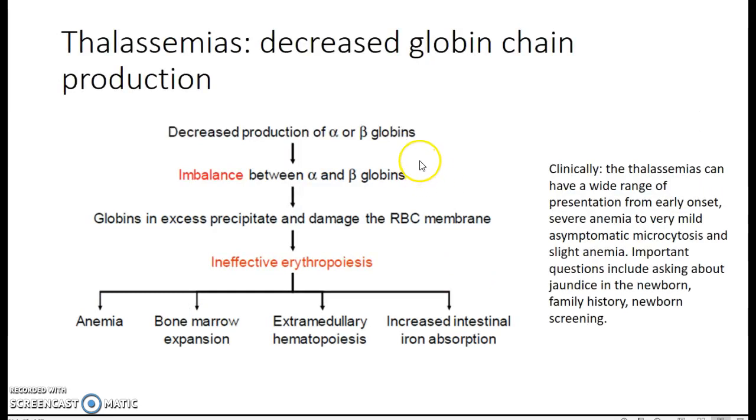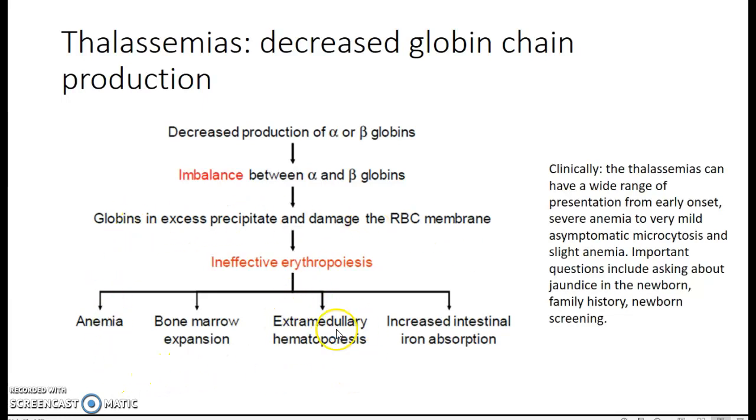So thalassemias are decreased globin chain production. You can have alpha or beta. An imbalance of these causes precipitation of these globin chains into ineffective forms, not too much alpha and too much beta, but groups of beta tetramers, and these can damage the red blood cell membrane. And because you can't make these chains properly, you get anemia.